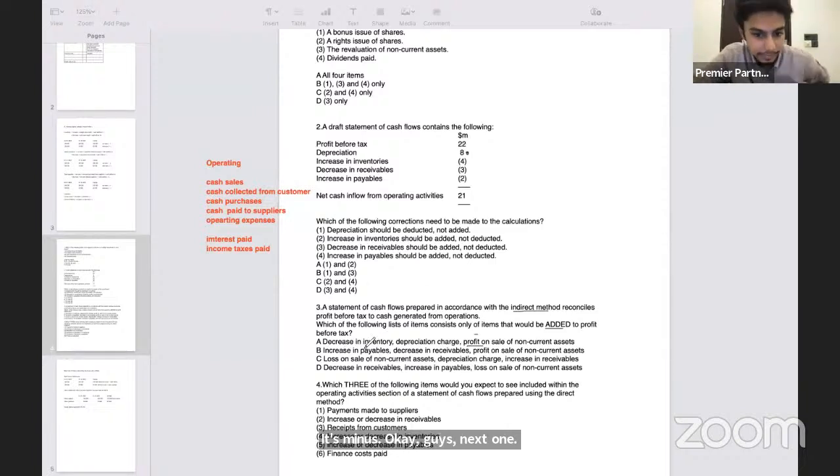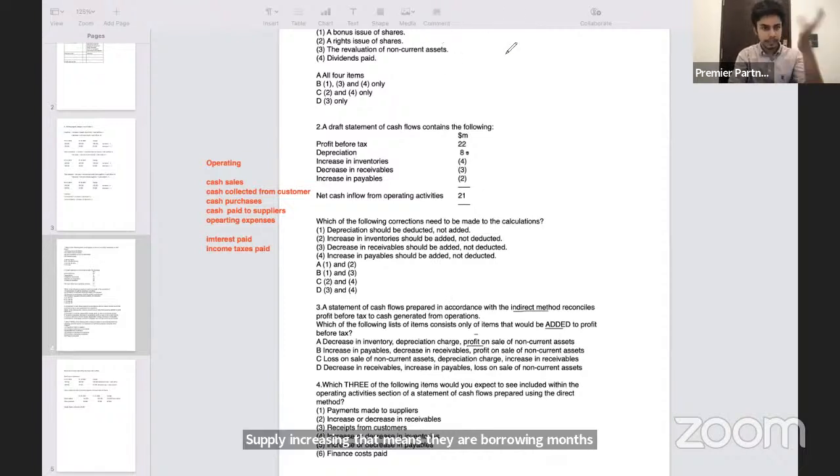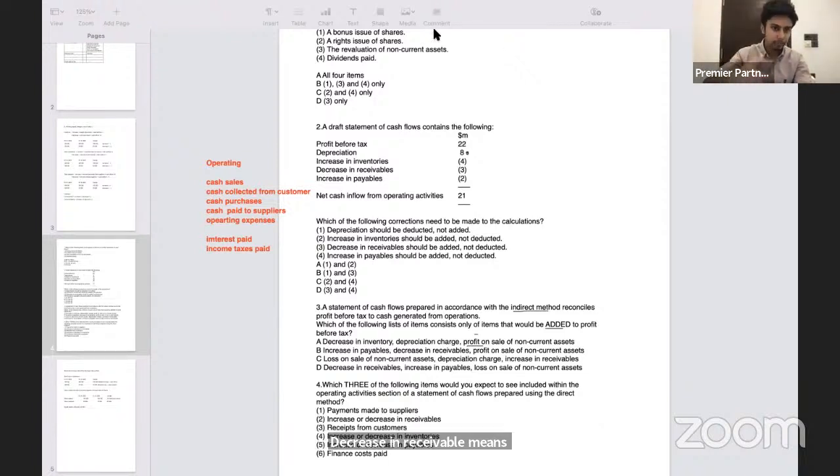Again, guys, see, increasing payable. Increasing payable means what, guys? Increasing payable means supply increasing. That means we are borrowing money. That's plus. Decrease in receivable, correct. Why? Decrease in receivable means customer is giving money. That's why it is reducing. So cash comes in. Again, guys, this is the killer here. Profit. Profit is minus.